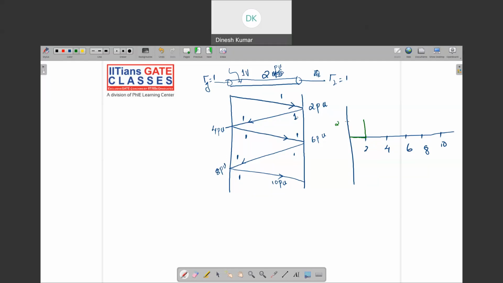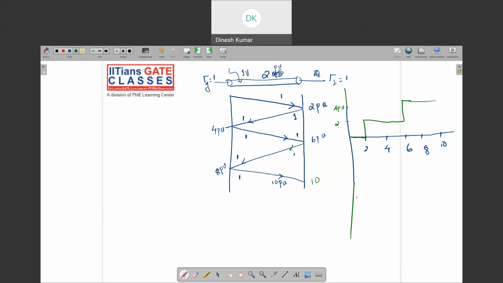Then it continues to stay till 6 per unit, because the next surge is coming at the 6 per unit time. And at 6 per unit time, what is happening is this 2 per unit is already there, because the surge is actually continuously coming. Okay, this is not a pulse. And plus this 6 per unit, 2 per unit is already there. So it will become 4 per unit. Right. So this will stay up to 6, 8, 10 per unit. Right. This will be the voltage at this particular point.